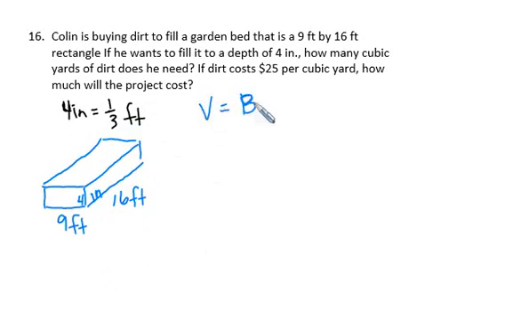Volume for the prism would be area of the base times the height. The area of the base would be the 9 by 16, and then the height, he only wants to go up 4 inches, and we already said 4 inches is 1/3 of a foot. So these are his dimensions, length, width, and height. So when we multiply all that out, we get that is a volume of 48 cubic feet.